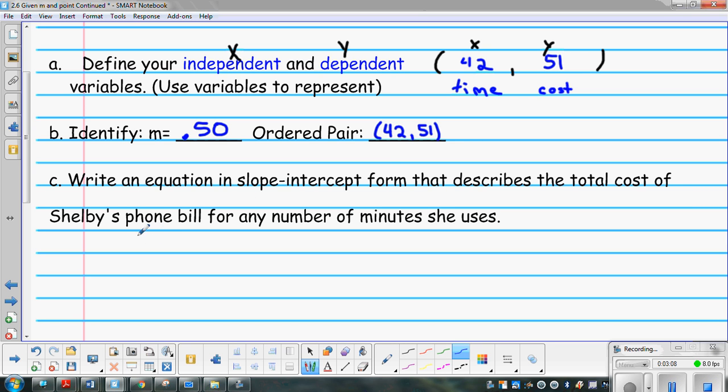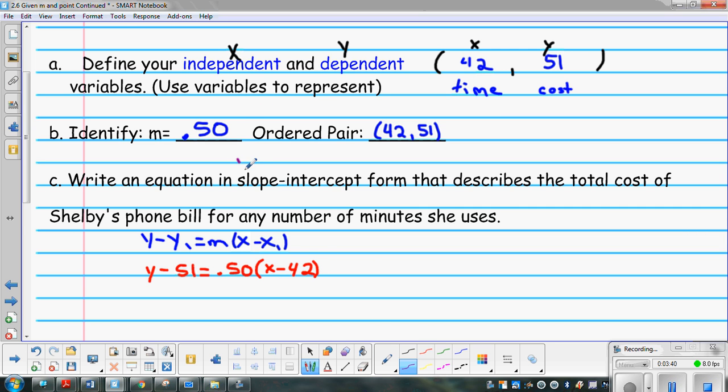We're going to now write down the formula that we need, y minus y sub 1 equals m times x minus x sub 1. So if we sub in the values that we just discovered and found in our problem, y minus the y coordinate, which was 51, equals the slope, or the m, which was the 50 cents, that is the rate that she is being charged per minute, times x minus x sub 1. Well, our x sub 1 was 42. That is in point-slope form.